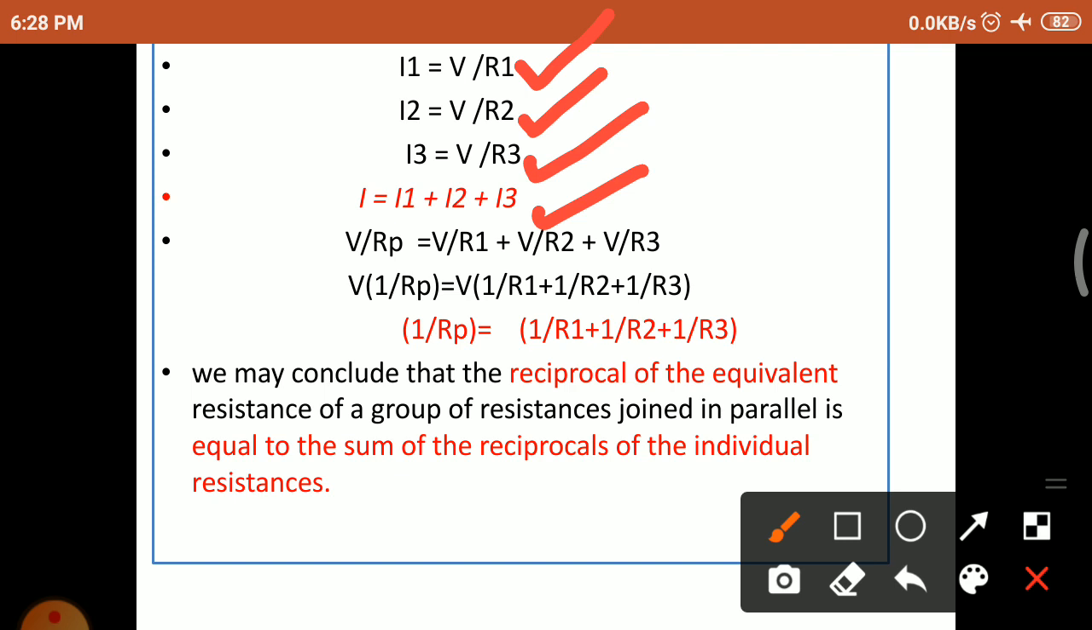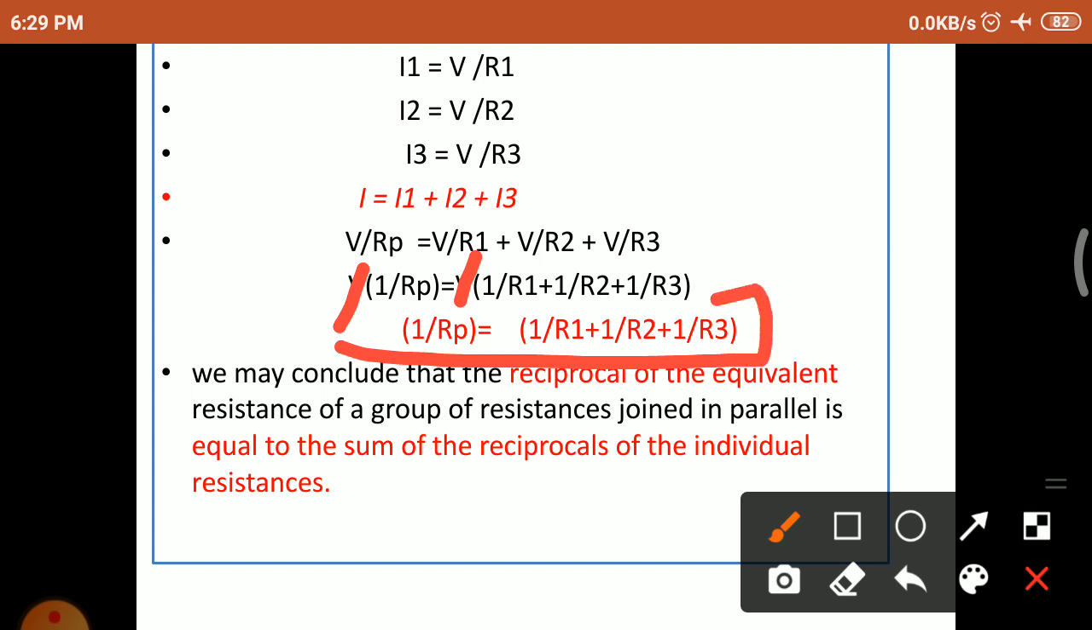From Ohm's law, I substitute the value of I as V by Rp. I1 is V by R1, I2 is V by R2, I3 equals V by R3. Why is V the same here? In parallel combination, the voltage is the same across all the resistors. So I wrote V. But the current is different in different resistors, so I wrote I1, I2, I3. Here V is common, so I take it out from both sides. Then I cancel it. So 1 by Rp equals 1 by R1 plus 1 by R2 plus 1 by R3. This is the equivalent resistance formula.